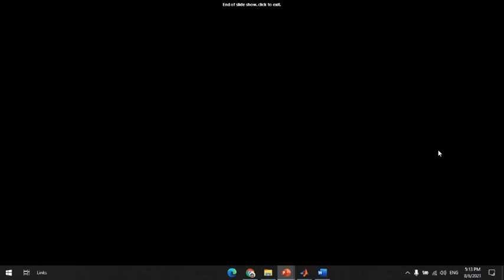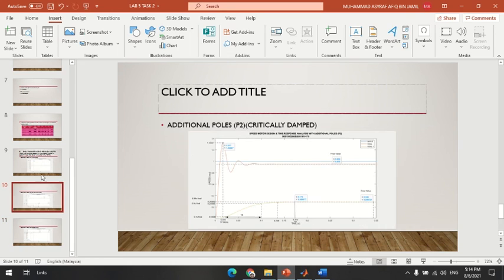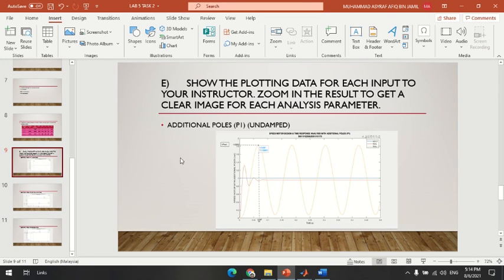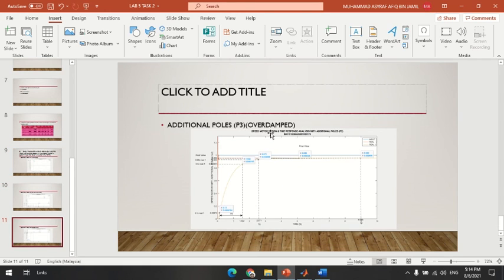So, as the summary, the second order systems are more complex, depending on the values of the system components. The second order system can exhibit 4 kinds of behavior, but according to this lab, we just have 3 behaviors, which is for the P1 is undamped, sorry. For the P2 is critically damped, and for P3 is overdamped.